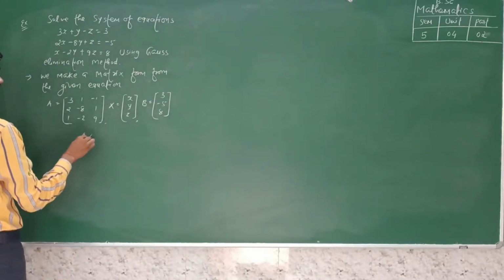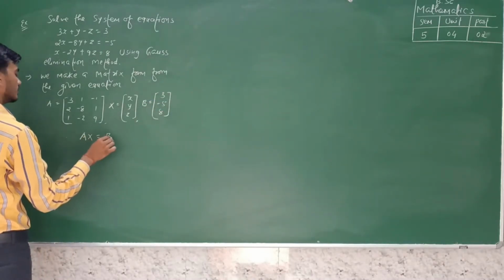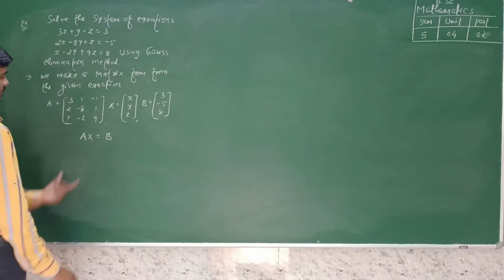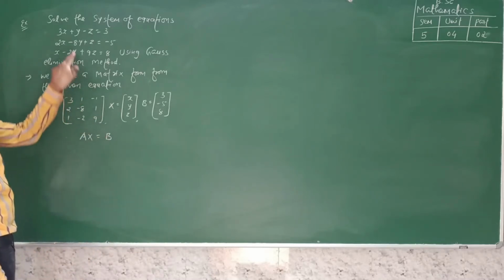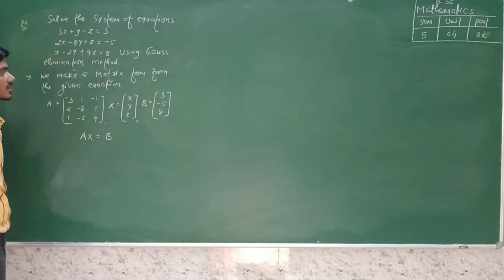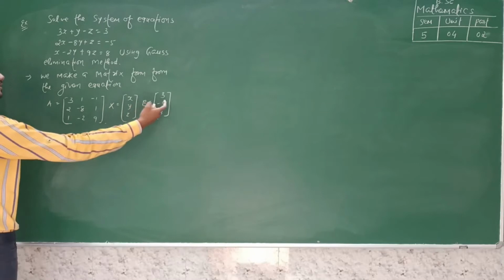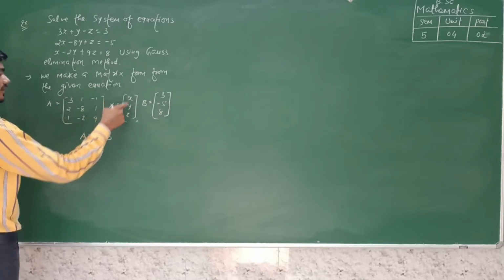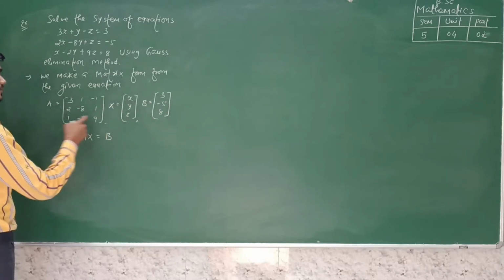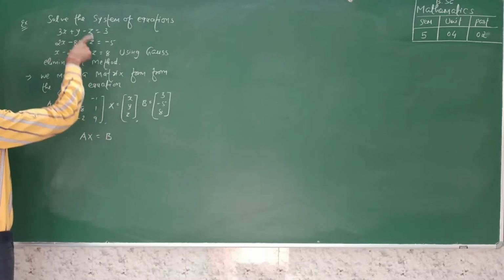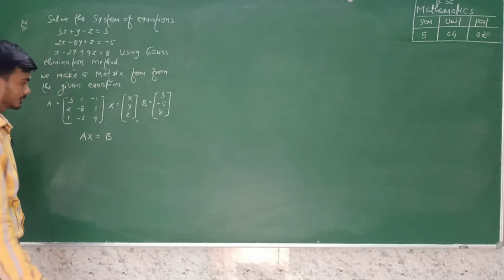So we can write this type of system of equations in matrix form as Ax is equal to b. First row and first column, second row, first column, third row, first column. So this makes this type of equation.